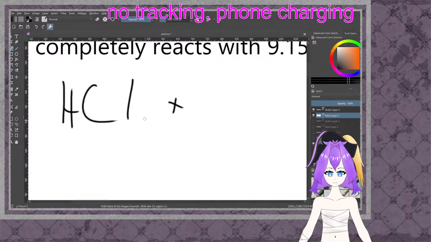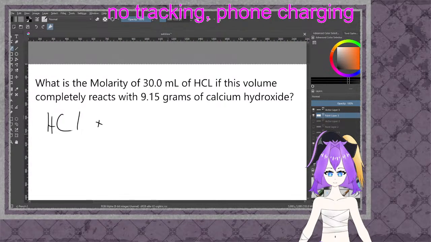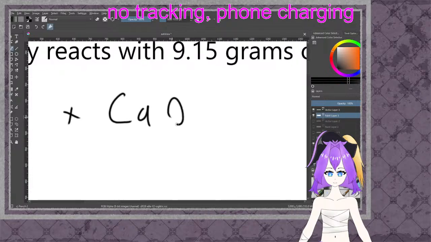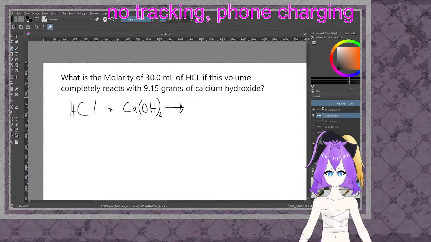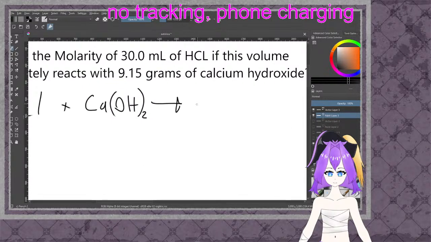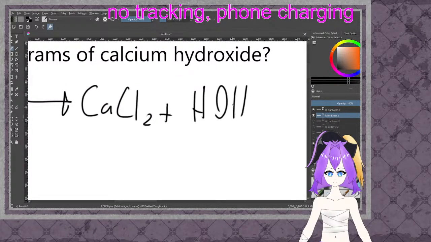fairly certain this is aqueous. I don't think that matters. Plus calcium hydroxide. Calcium has a charge of 2, so Ca(OH)2 turns into, okay, these are both on the reactant side, so we can just do a double swap for the double replacement for the product. CaCl2 plus HOH, or in our case, simply just water.